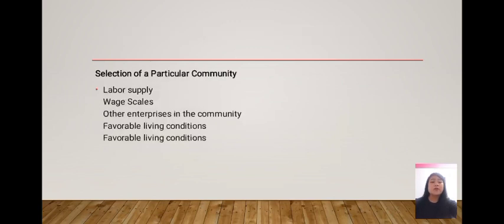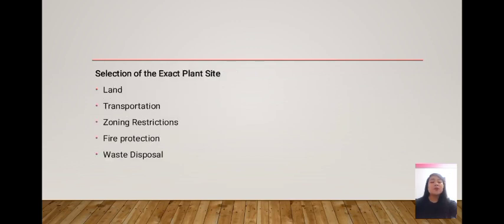The next one is selection of particular community. Here, community selection is the process of objectively examining multiple locations where a sanitation intervention may be implemented to benefit both the community and the environment. So, these are the things that need to be considered para magkaroon ng magandang outcome ang business or the factory. First is labor supply, wage scales, other enterprises in the community, favorable living conditions.